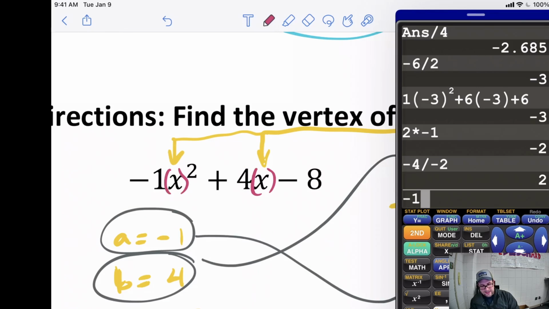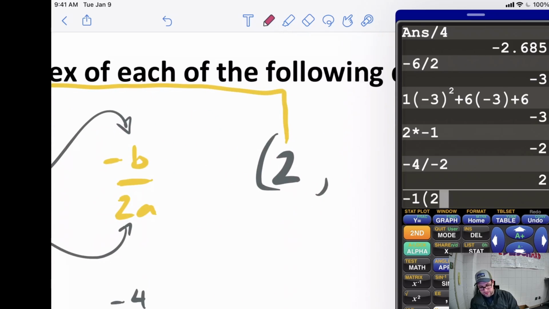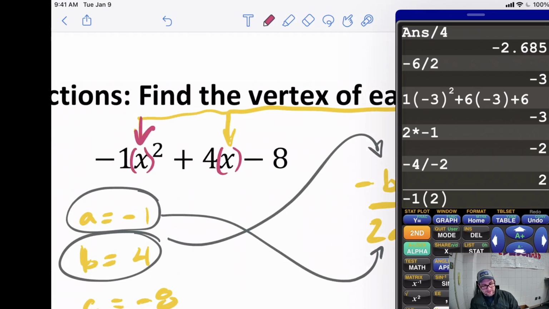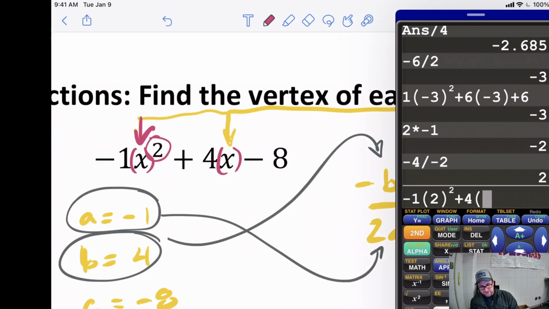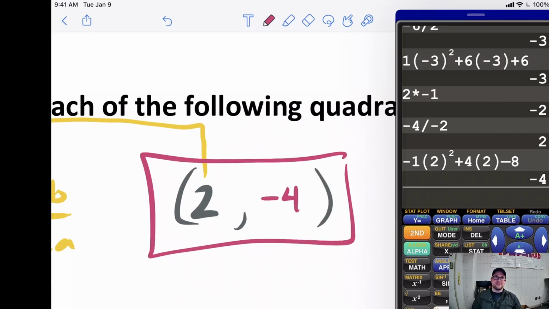So let's do it. Negative 1, parenthesis. What's going in where that parenthesis is? 2. So I'm going to put my 2 there. I'm going to make sure I got this now. This one's being squared, so I'm going to square it. Then I'm going to say plus 4 times 2 goes in there again, and then minus 8. And when you come over there and you hit enter, look what we get. We get -4. That comes out, which means this is our vertex, right? So find the x, plug it in, find the y, move on with your lives.